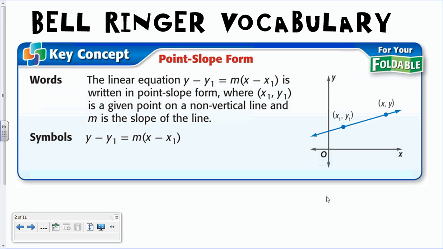Okay, so make sure that you have: a linear equation y minus y1 equals m times x minus x1 is written in point slope form, where x1 and y1 are a given point on a non-vertical line. Okay, m is the slope.